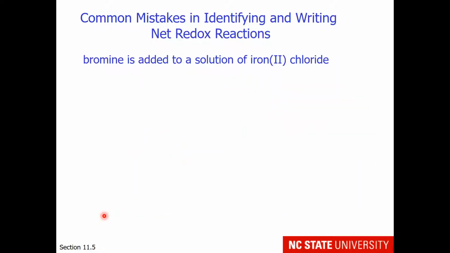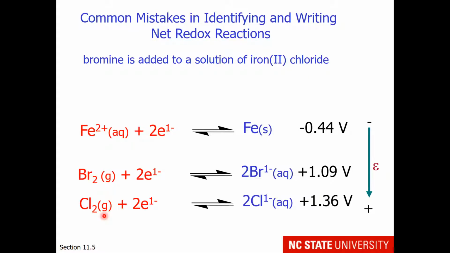How about another one? Bromine is added to a solution of iron 2 chloride. So here are some reduction potentials listed. When you see bromine, is this going to be Br2 or Br1-? I hope you say Br2. And I will admit that bromine is not exactly that water soluble. But let's assume we're bubbling enough into the solution that there might be some interaction.